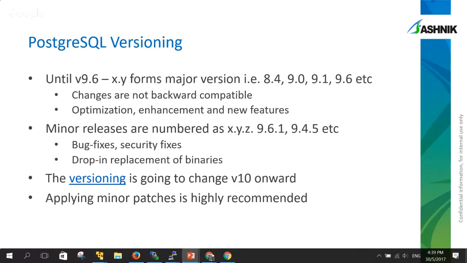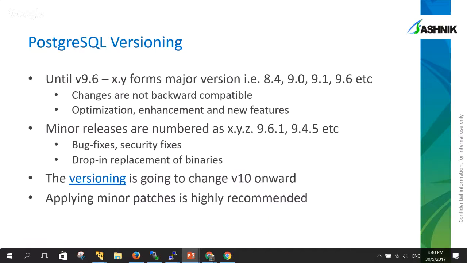Until 9.6, PostgreSQL had the form x.y to represent major versions. That means 8.4, 9.0, 9.1, 9.6, all these are major versions. Changes between major versions are not backward compatible. That means you just cannot copy the data directory of version 9.1 and run it as it is in 9.2.